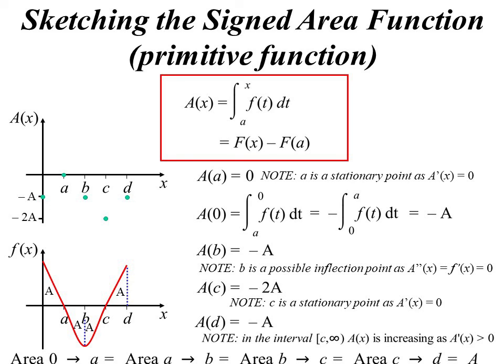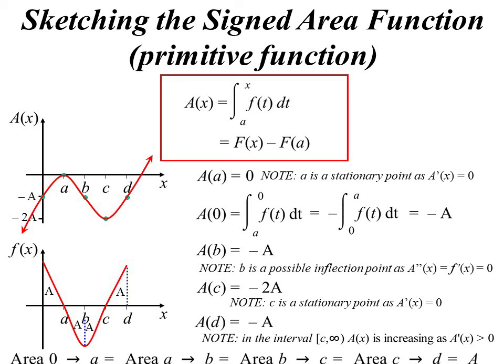What happens after D? Well, after D, I know this function is increasing. Well, how do I know that? Have a look at the derivative. The derivative is always going to be positive from that point on. And we said when the derivative is positive, the function is increasing. So I know this will just keep going up.